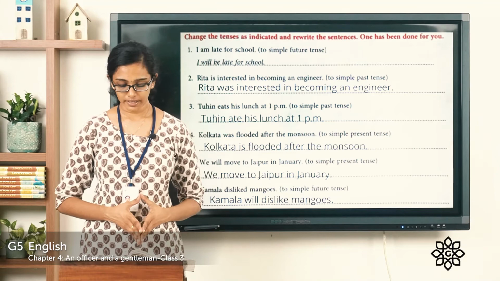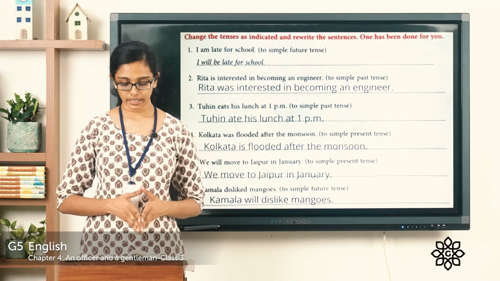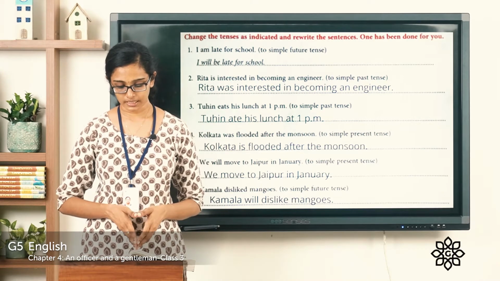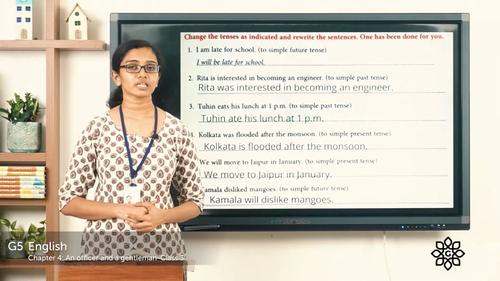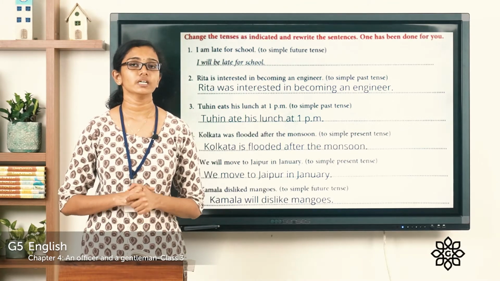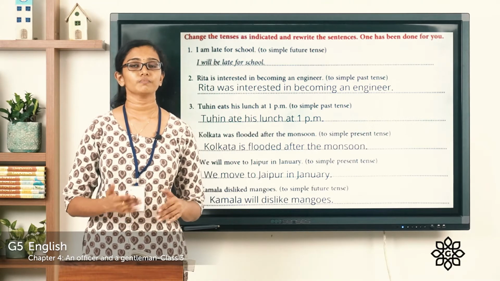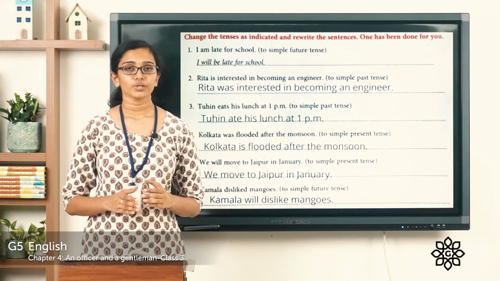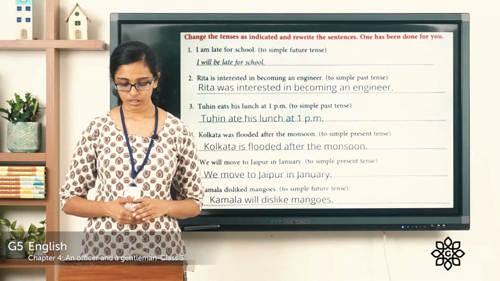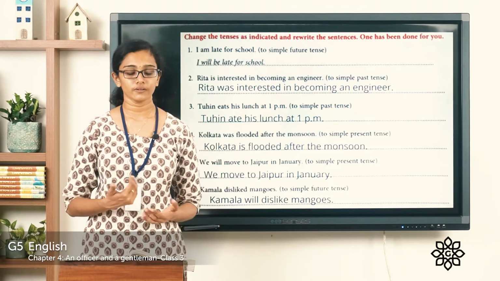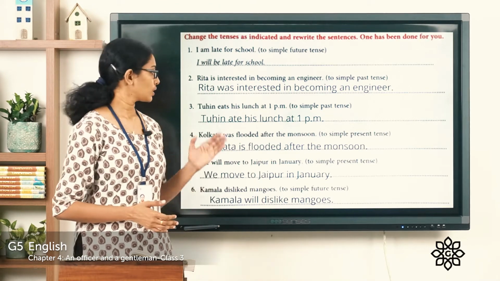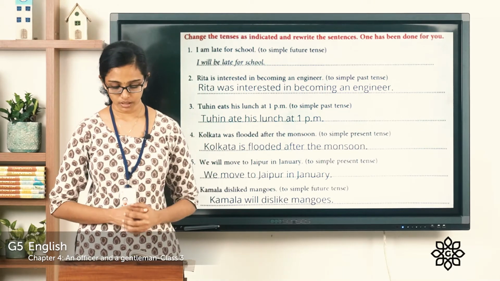Now question number 5. We will move to Jaipur in January. To simple present tense. So here the given sentence is in which tense? It is in simple future tense. We will move. Will plus base form of the verb. So when you change it to the present tense form, you have to take away that will from there. So how do you rewrite it? We move to Jaipur in January.